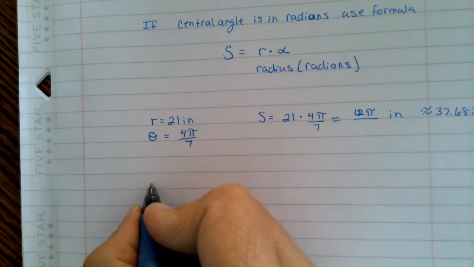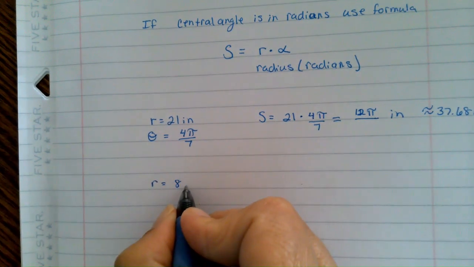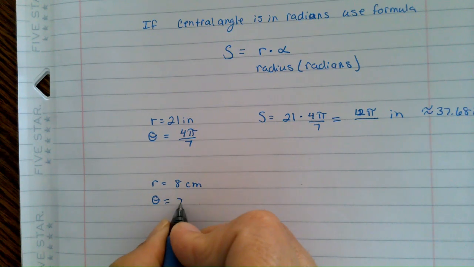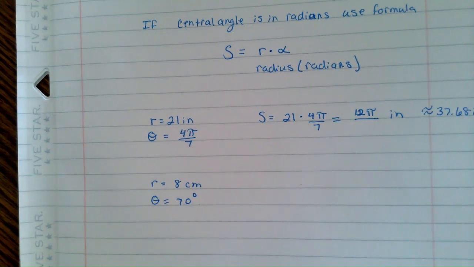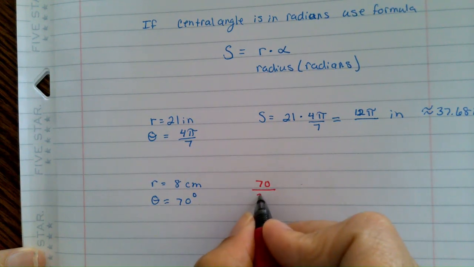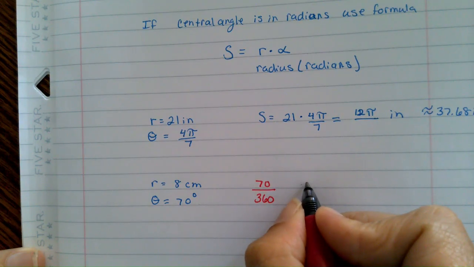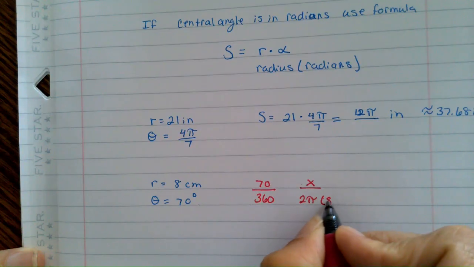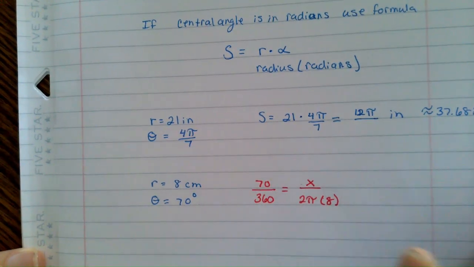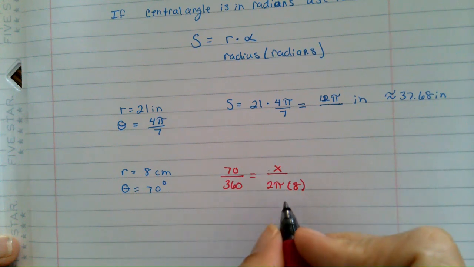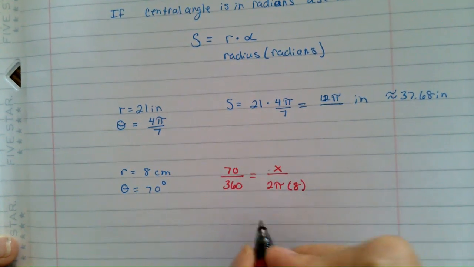Okay, what if the radius is 8 centimeters and the angle is 70? I see the degree sign. That's a proportion. 70 is to 360 as x is to 2 pi r. So that's really 16 pi, right?